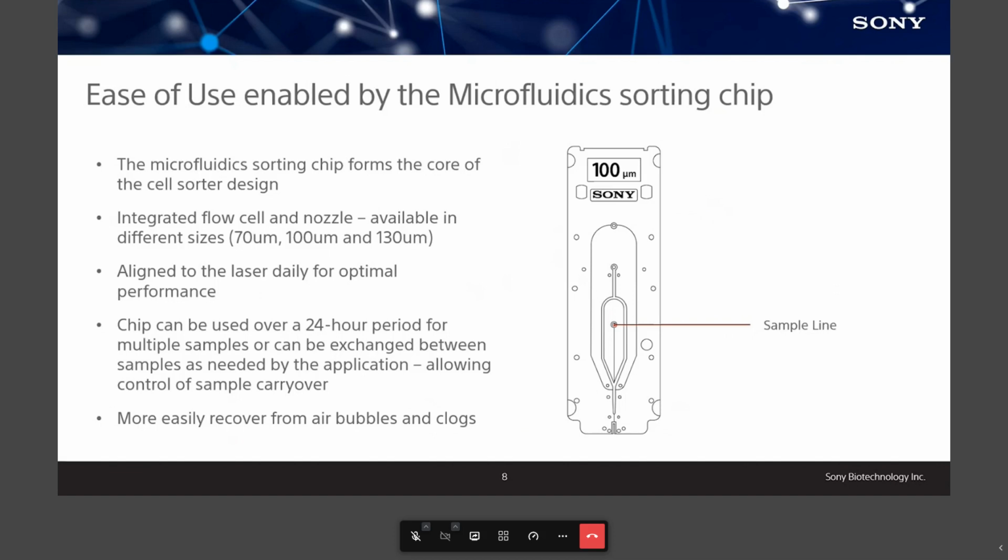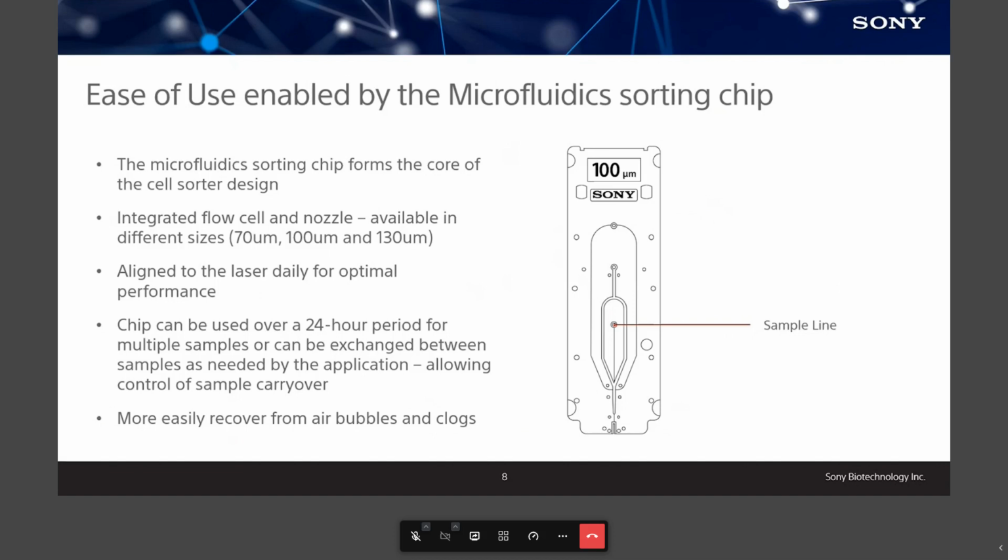The chip can be used over a 24-hour period for multiple sorting samples and can actually be exchanged in between samples as needed by the application. And this allows you a great deal of control over sample carryover. If carryover is a very big deal for you, you can simply pop that old chip out and put a brand new clean chip in and not have to worry about carryover at all.